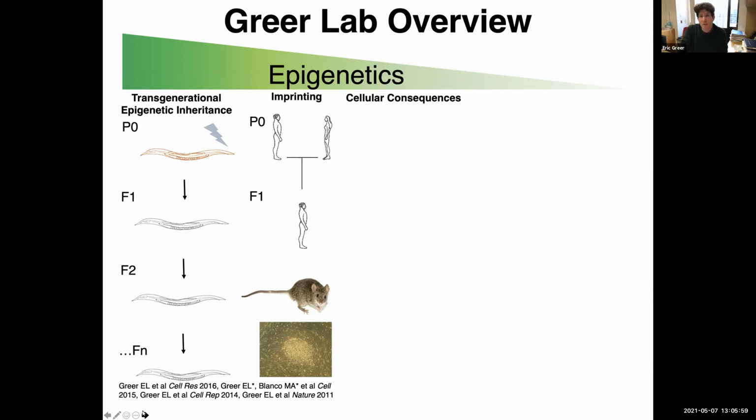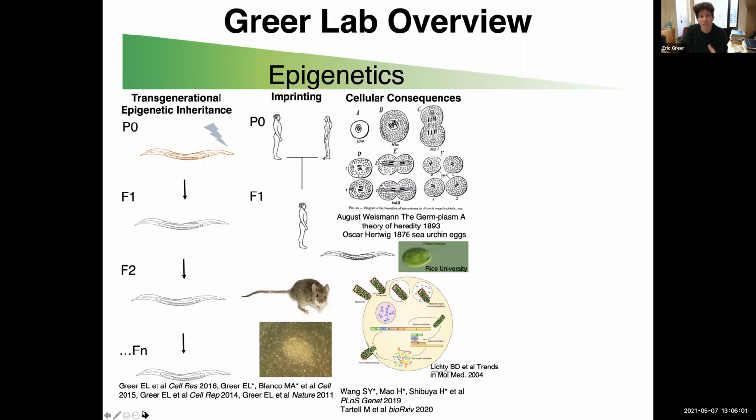A portion of my lab is focused on identifying what the cellular consequences of chromatin modifications are. This is work we do in C. elegans, Chlamydomonas, humans, and mice. Recently, we've started examining viruses and how viruses hijack the cellular epigenetic machinery to evade the host immune system.